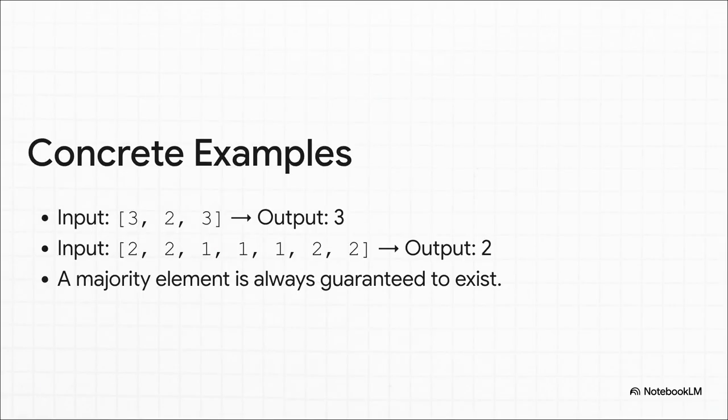Okay, let's look at a couple of quick examples to see what we're talking about. In this first array, 3, 2, 3, there are 3 elements. Half of that is 1.5. The number 3 appears twice, so yep, it's our majority element. In the second, bigger array, you can see the number 2 appears 4 times out of 7 total elements. That's definitely more than half, making it the clear winner.